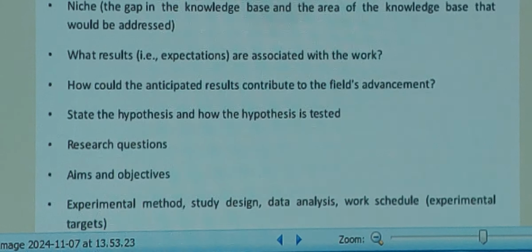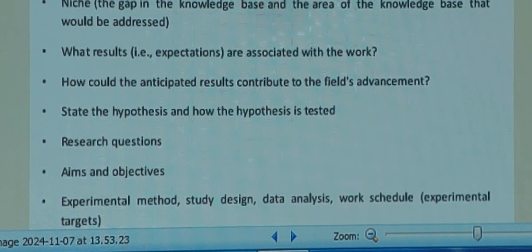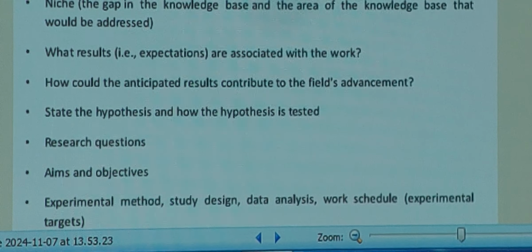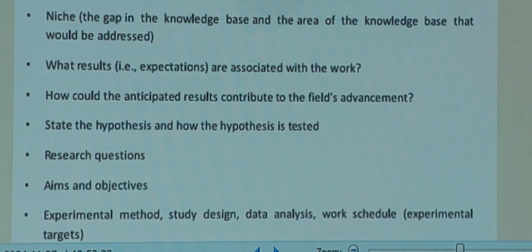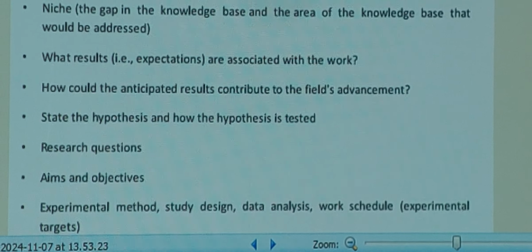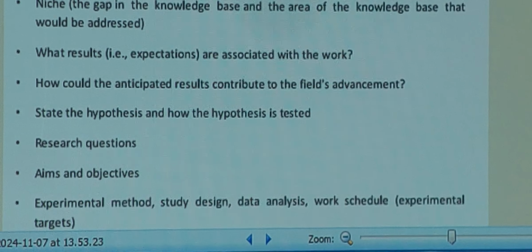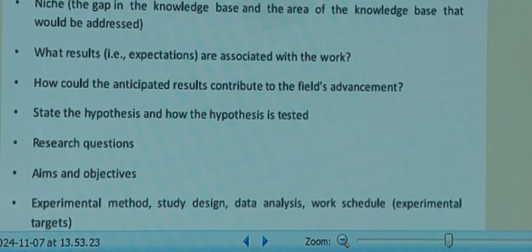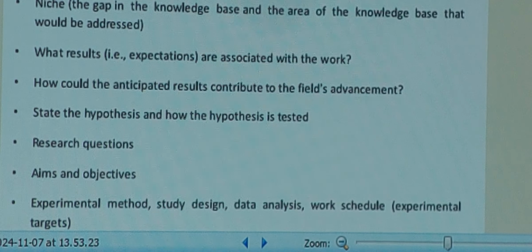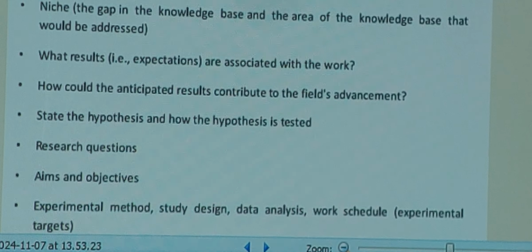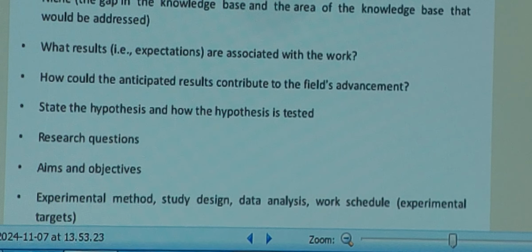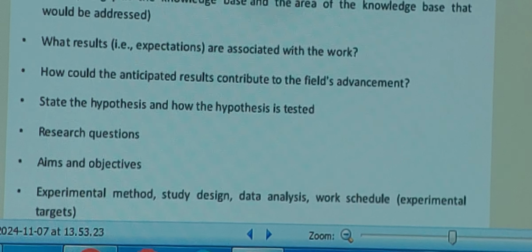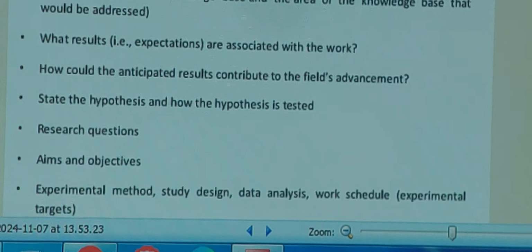Then you have to identify the niche. Niche means the specific area where the gap is there. Research gap is not a niche. Niche means important area. Okay? In which the gap in the knowledge base and the area of knowledge base that would be addressed. So this is nothing but the research gap you have to identify. Research gap means that person did that thing, this thing, still there is a gap. Still there is a gap. I will provide you the example after this.